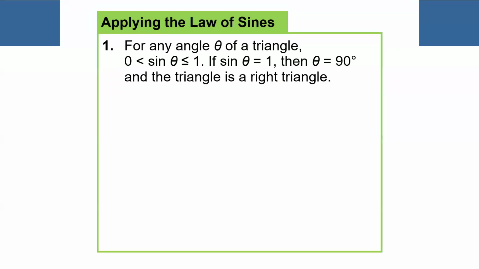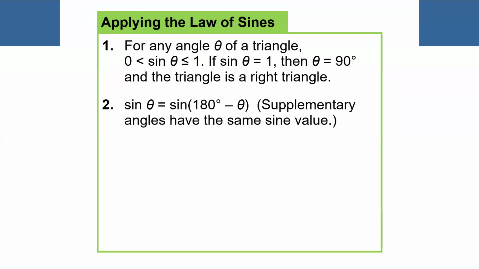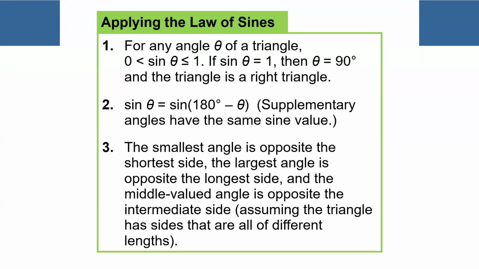All right. So you're going to apply the law of sines for any angle of a triangle when sine theta is between 0 and 1. That's because when you think about the sine function, what is the max value that we can go up to? 1, right? The sine max. So we're not looking at the negative, we're only looking from 0 to 1. Sine theta equals sine of 180 minus theta. They're supplementary angles. And the smallest angle is always opposite of the shortest side. The largest angle is always opposite of the longer side. And the middle is obviously such and such.